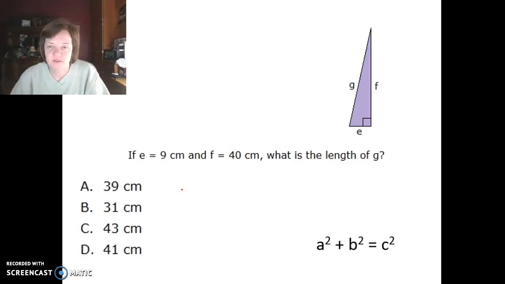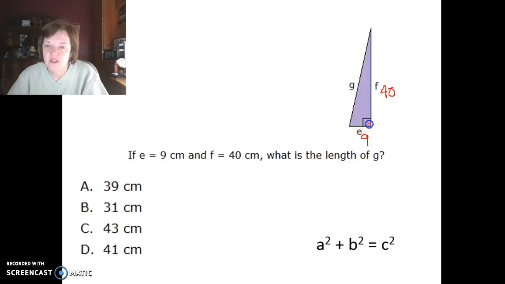Let's show you the other one that we did yesterday. You might have been confused on this one. Now remember, it can be any right triangle, and this is a really tall, skinny one. They can be sitting in any direction, and we're going to see them in lots of different directions. So again, we're going to start out by labeling. If E is 9 centimeters, where's E? E is right here. And if F is 40 centimeters, what is the length of G?